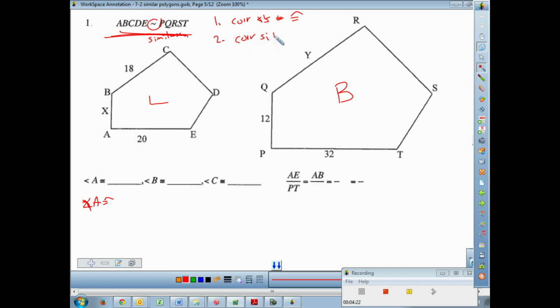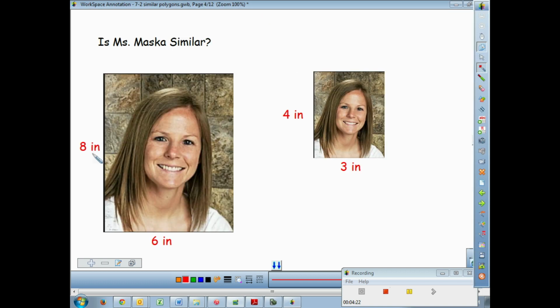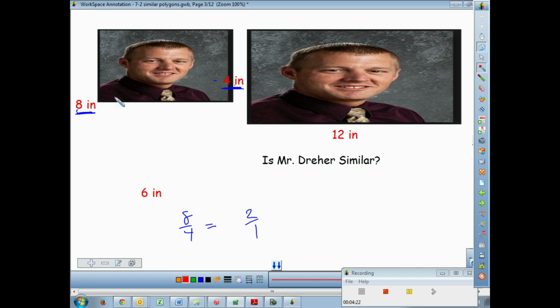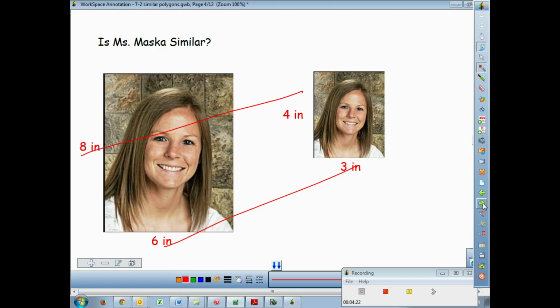Corresponding sides are proportional. That proportional thing is just that scale factor of 2 to 1. Just like back here, didn't we get the scale factor of 2 to 1 right here? And this was the same scale factor of 2 to 1. That's the same scale factor every time. That means they're proportional to each other. Here, it was a 2 to 1 and a 1 to 2. That's not the same scale factor both times, so they're not proportional to each other.